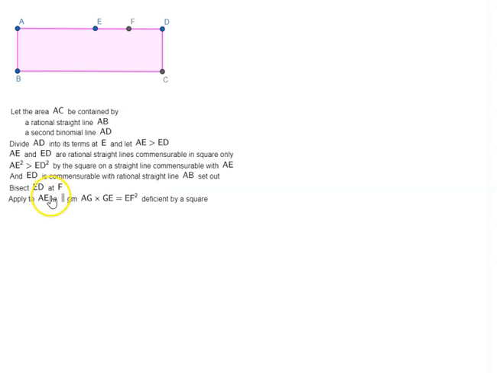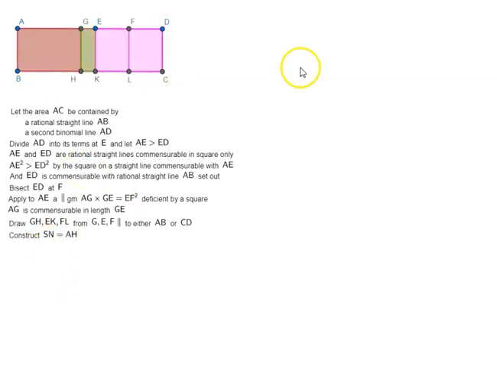Now apply to AE a parallelogram AG by GE equal to the square on EF, deficient by a square. Let us do that. AG is commensurable in length with GE. So now we draw GH, EK, FL parallel to either AB or CD. So let's do that.